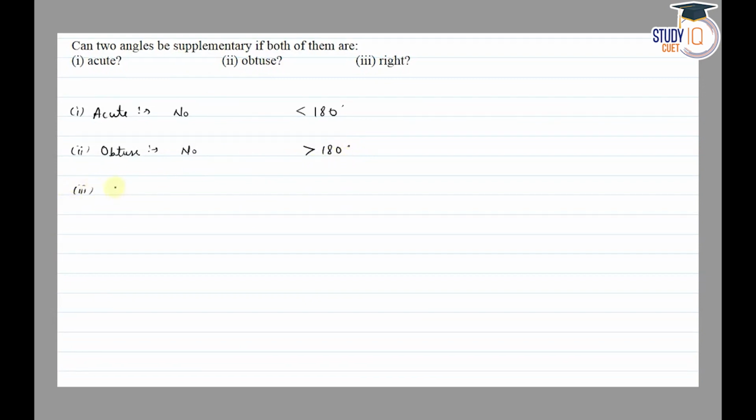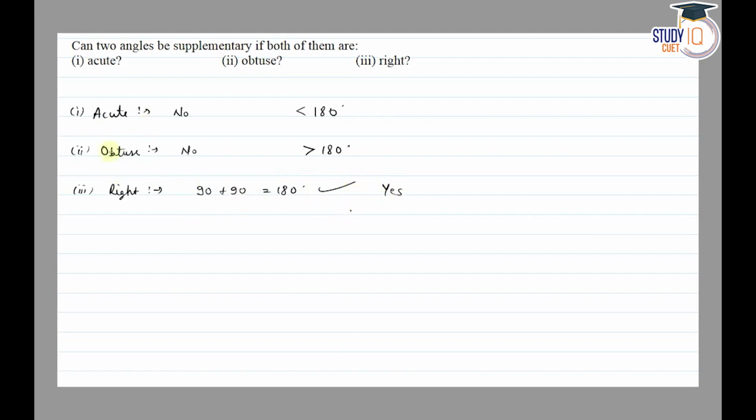Third, right angle. Right angle means 90 degree though. So sum of two right angles will be 90 plus 90 is equal to 180, and supplementary angles is when the sum of two angles is equal to 180 degree, then they're known as supplementary to each other. So right angles means 90 plus 90 is equal to 180. So this will be a supplementary angle. So the answer will be yes.